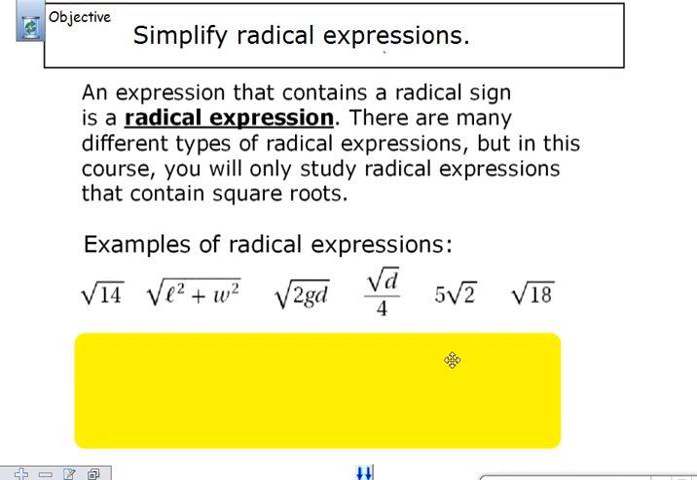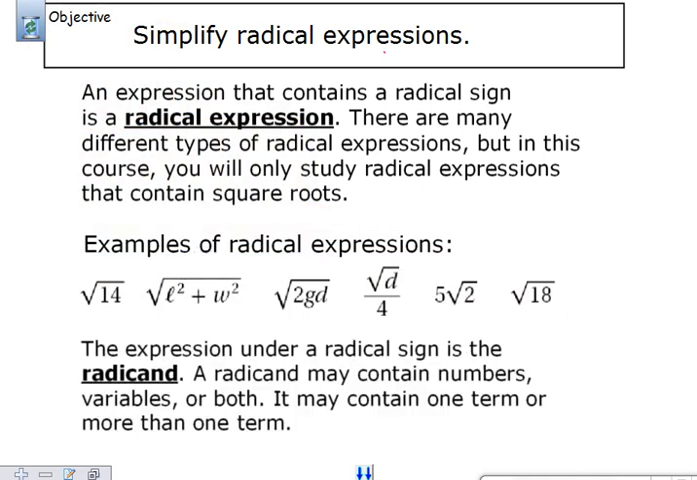In a rule set here, the expression underneath a radical sign is the radicand. So everything underneath that square root sign is called the radicand. A radicand may contain numbers, variables, or both. It may contain one term or more than one term. Remember, always pause if you need to during this video, but do not skip ahead and just fast forward through everything. Make sure you watch the rest of this. If you've already unpaused it or are ready to move on, let's go on to the next slide.